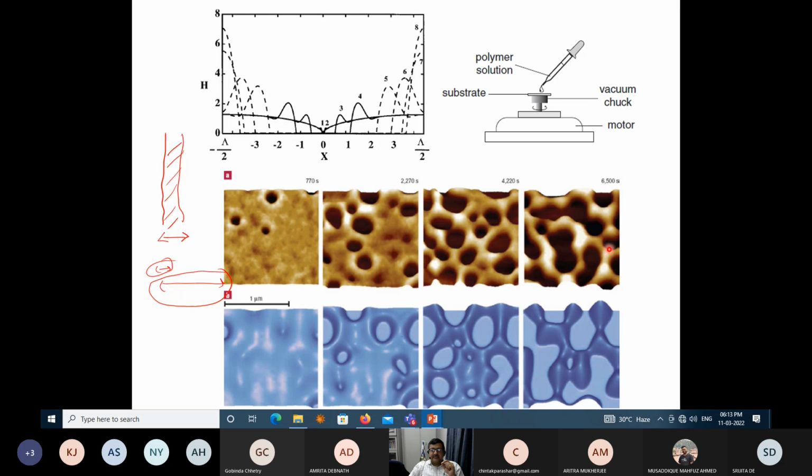So as you progress, you will find this film will not hold, it is going to deviate. This particular paper came in Nature Materials, I think 2003. This is the experimental image. This is the AFM image of a film which you have spin casted on a spin coater, and then you have just annealed it beyond its glass transition temperature so that flow becomes possible.